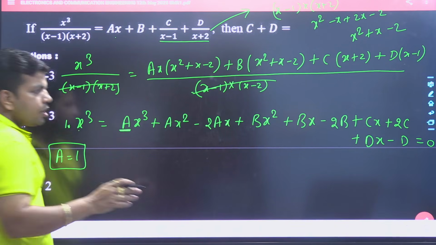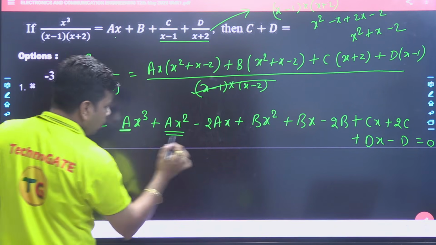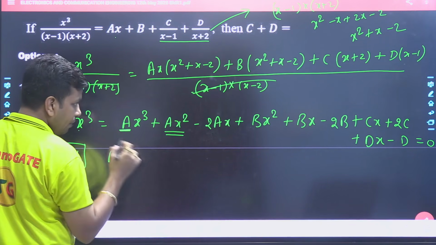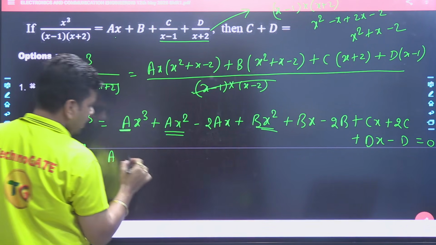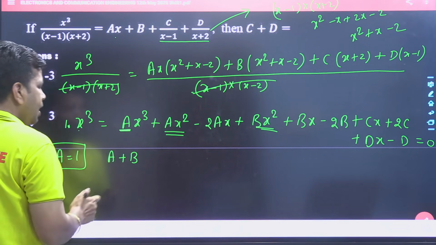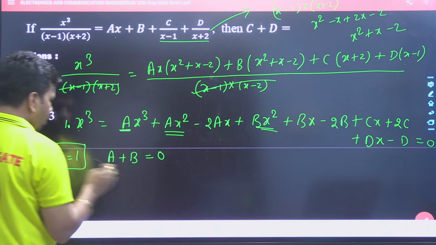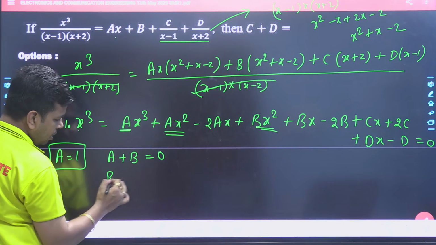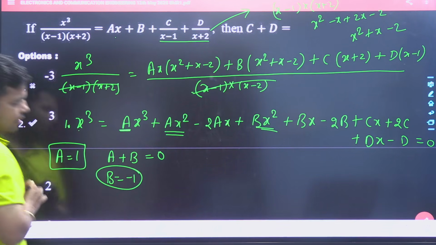Now compare the coefficient of x square. This is the coefficient of x square, this is what? a. And here the coefficient is b. So a plus b. Now there is no x square on the left side, so it equals 0. Now we know the value of a is 1, so the value of b is minus 1. So with the help of that the value of b is minus 1.